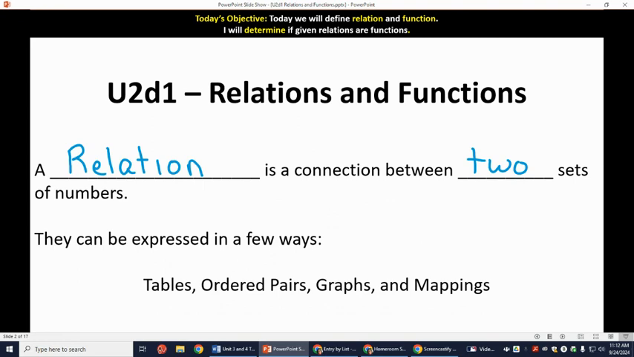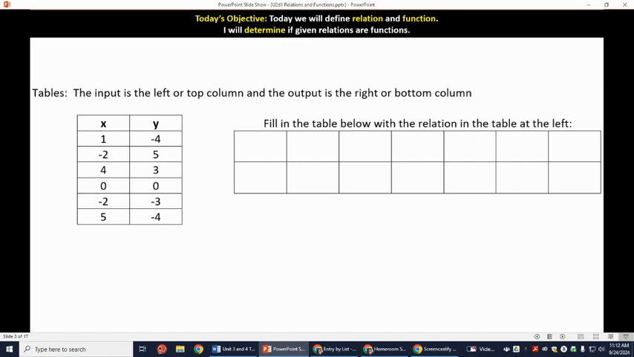They can be expressed in a few ways. The first way we can express them is in a table. We can express them as ordered pairs. We can express them as graphs. And we can express them as mappings. We're going to look at all four of those today. Okay? So the first thing we're going to look at is tables.